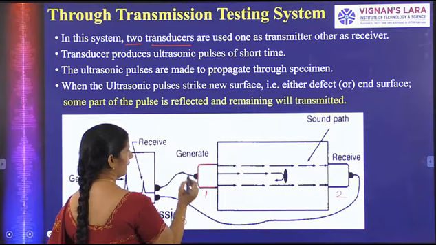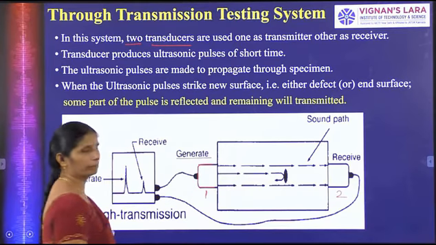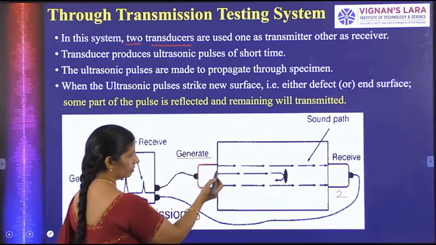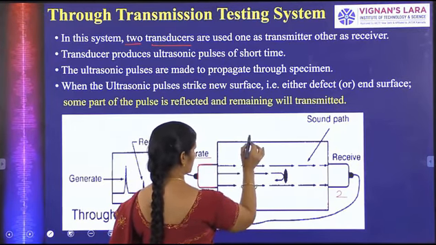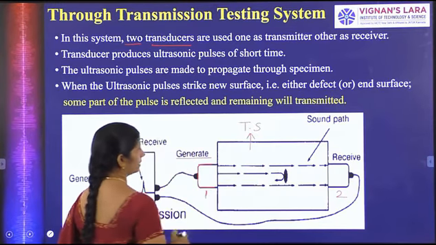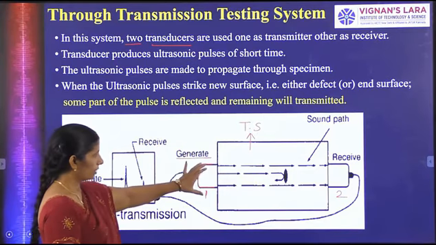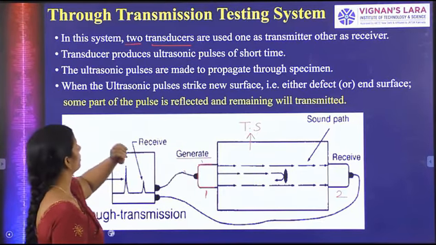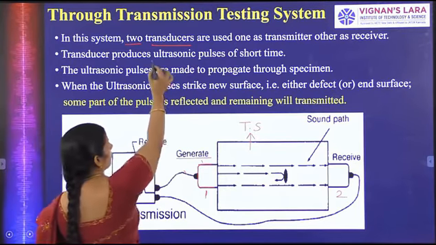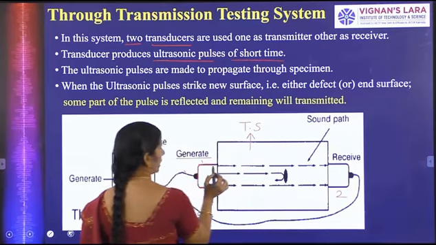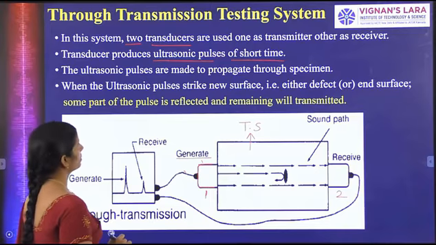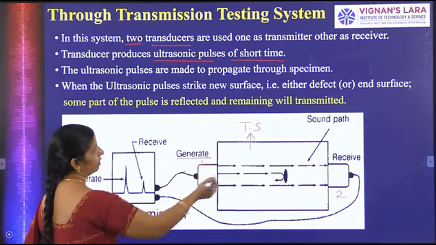The first transducer acts as the generator. It generates the ultrasonic waves. The generated ultrasonic waves are passed through the testing specimen. This is the testing specimen. Initially the first transducer produces ultrasonic pulses of short time. The ultrasonic pulses are made to propagate through the specimen.